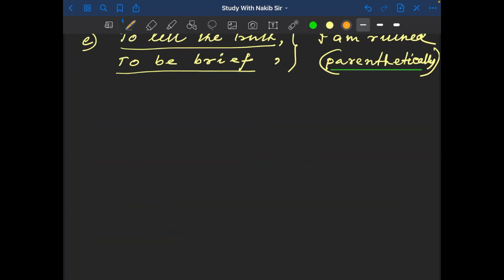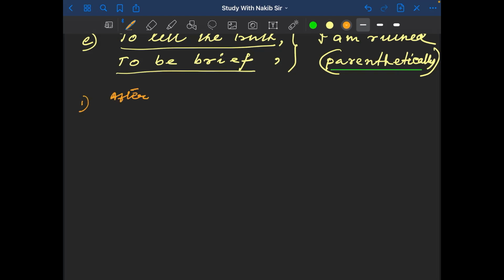Okay. Now another point is how to distinguish a noun infinitive and a gerundial infinitive. That means how you can understand which infinitive is a noun infinitive and which infinitive is a gerundial infinitive. To distinguish them, you have to expand them into clauses. And after the expansion, if you get a noun clause from the infinitive, it is a noun infinitive. And after the expansion, if you get an adjective clause or an adverb clause, it is a gerundial infinitive.